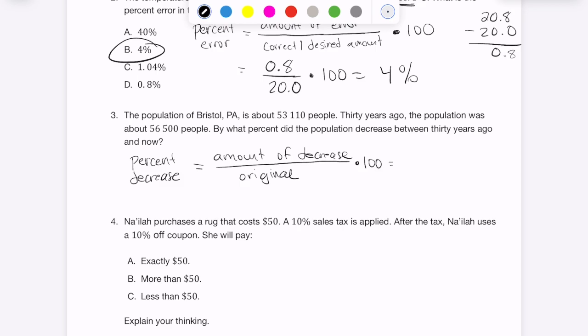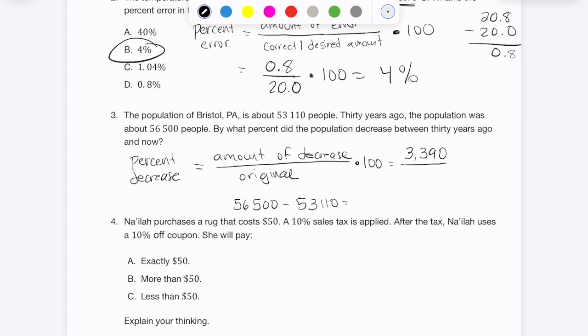Okay, so again, to find the amount of the decrease, we're going to subtract. So I'm going to subtract 56,500 people minus 53,110 people. And that's going to be 3,390 people. So 3,390 fewer people live there. And then we're going to divide that by the original, so the earlier one. So the population of Bristol, PA is this.